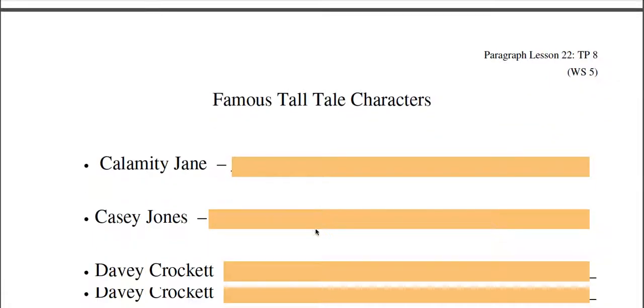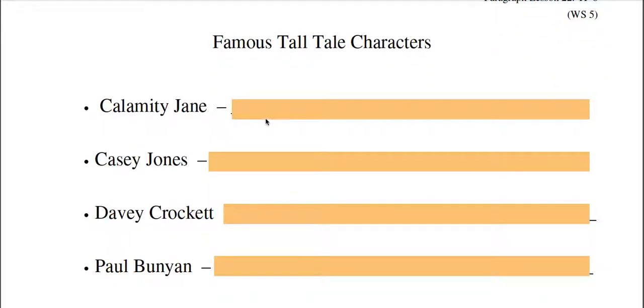All right, these are other famous tall tale characters which you may use. Calamity Jane, she was a cowgirl. Because these stories were made famous in the American frontier, you have a lot of stories about cowboys, cowgirls, loggers, railroad men. Those are the typical ones.